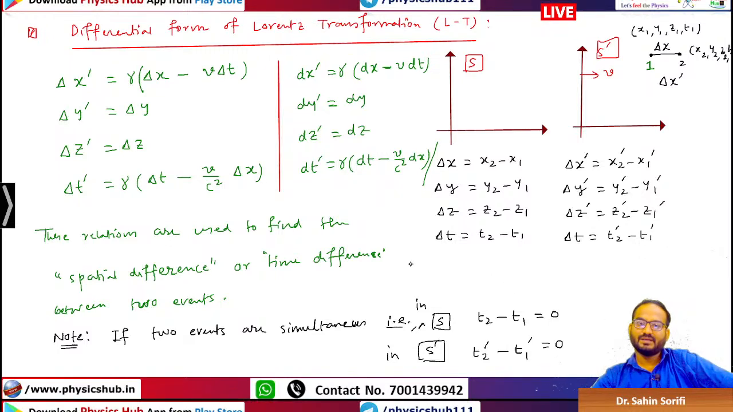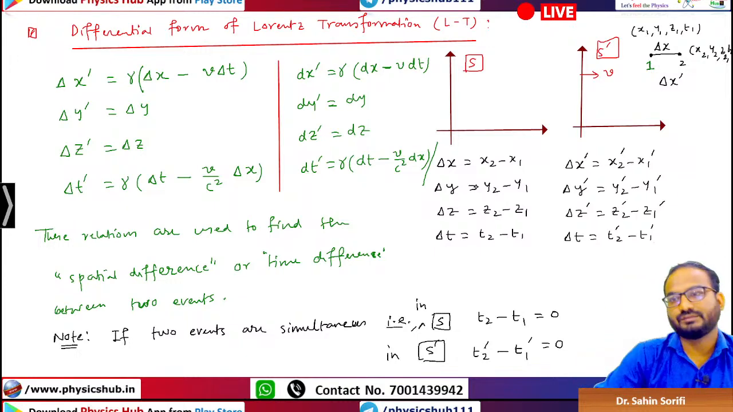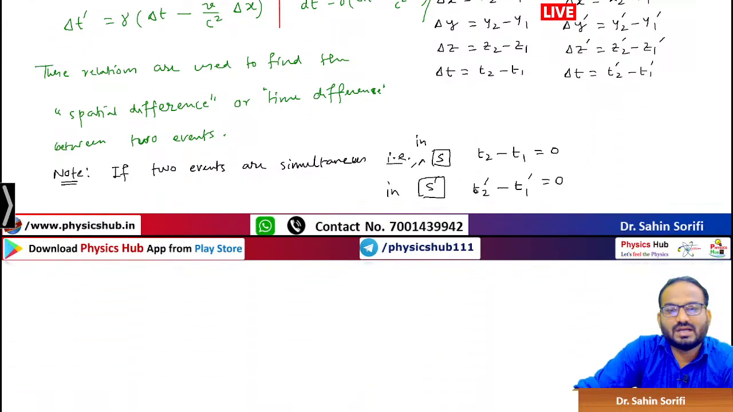Means delta t prime is equal to 0 or delta t is equal to 0, depending on the frame you are talking about. So I hope it is all clear till now, and you will see most of the problems will remain in this theory part only, whatever we have discussed till now. Let's try some problems.